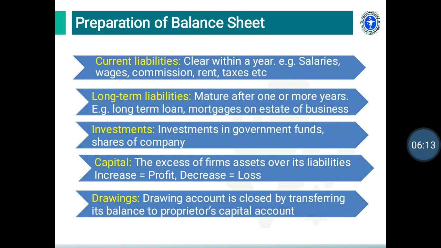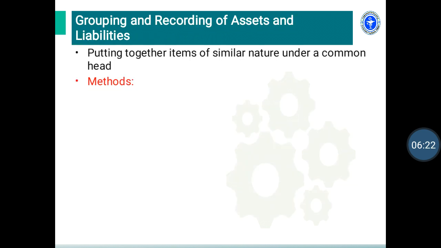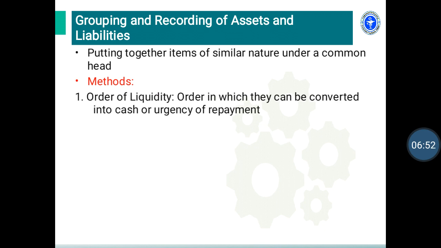So these are the different points which are necessary when we go for preparing the balance sheet. Next point is grouping and recording of assets and liabilities. The items included in a balance sheet need to be properly grouped and presented in a particular order. The term grouping means putting together items of similar nature under a common heading. Here, two methods are used for grouping and recording of assets. In it, the first method is order of liquidity.